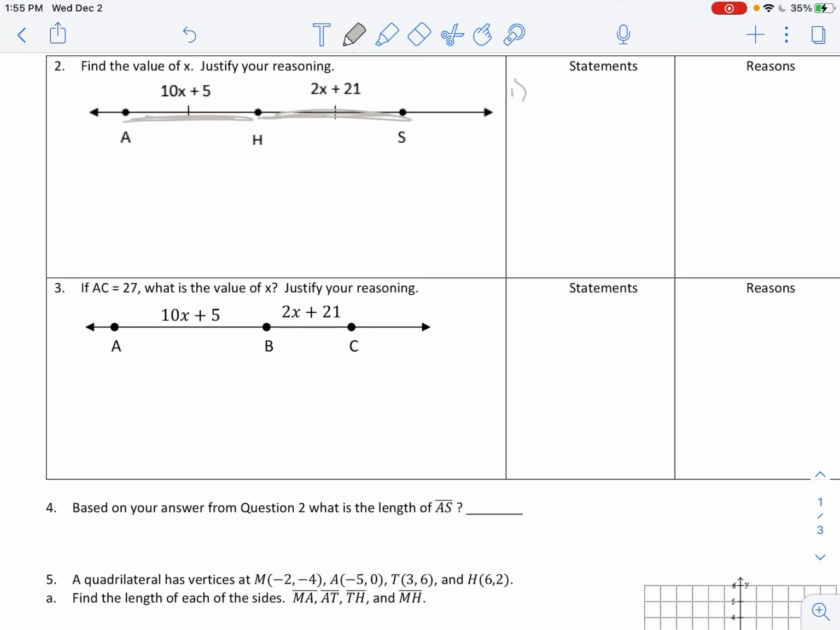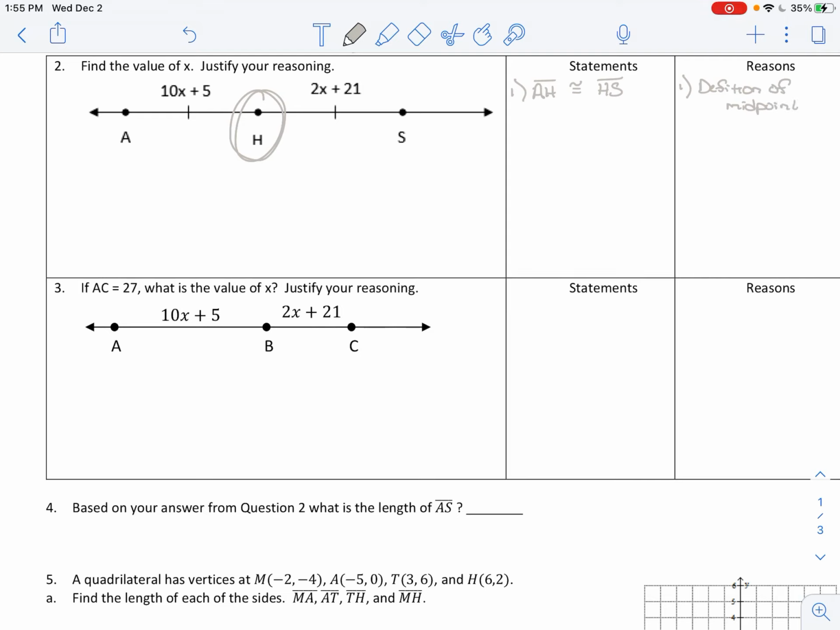The name of that chunk on the left is actually segment AH because it starts at A and ends at H. And it's the same as this chunk on the right that starts at H and ends at S. So because these two sections are equal, I know that this dot is in the middle. I know that that is the midpoint. So we're going to start out using the definition of midpoint.